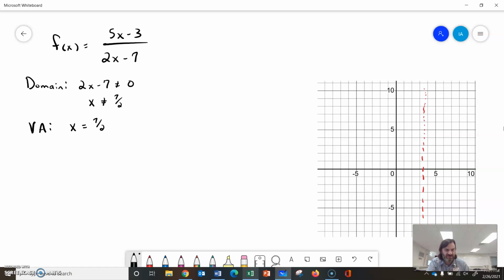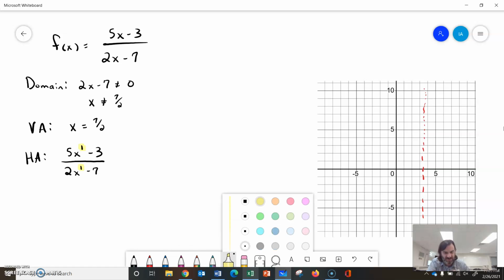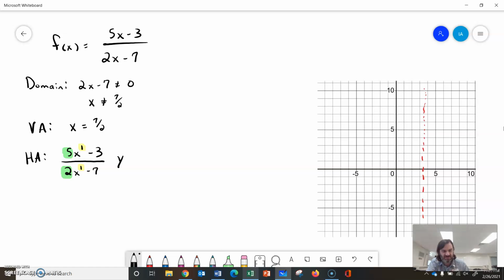And then we'll have a horizontal asymptote, or at least we'll look at it. And we've got 5x to the first minus 3, because it's good to know these exponents. 2x to the first minus 7. So the exponents are the same, so that means we'll look at the coefficient, which is 5/2. So the horizontal asymptote will be y equals 5/2. So that's about, well, it is 2.5, not about.